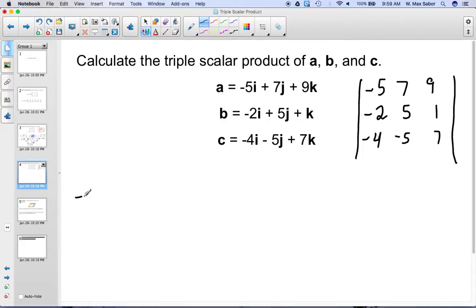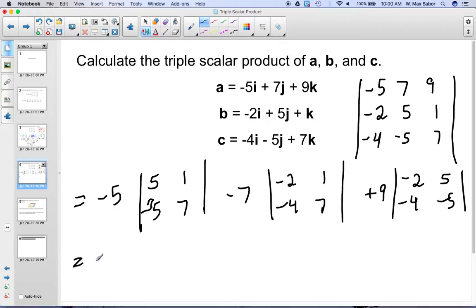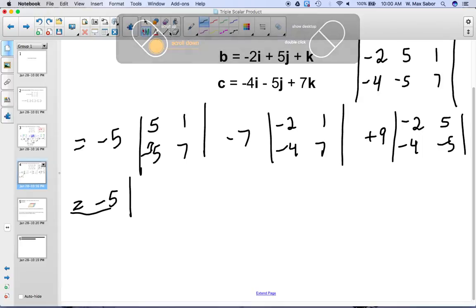All right, so we have negative 5 times the first one. We have subtraction, just because the middle term always has subtraction, and then 7, and then 9 times the last one. Now this is going to be 5, 1, negative 5, 7. This is going to be negative 2, 1, negative 4, 7. This will be negative 2, 5, negative 4, negative 5.